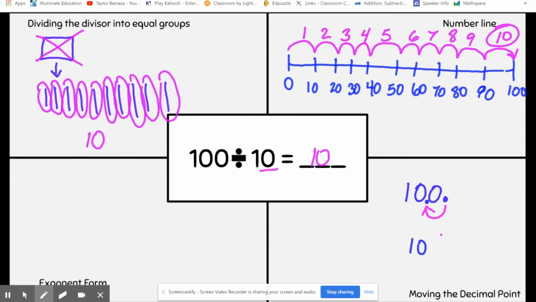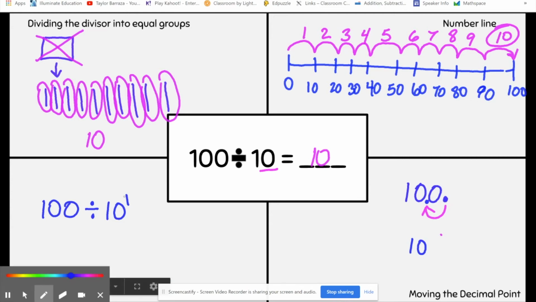For the exponent form, I'm going to show how this might look if I were to see this problem showing exponents. This problem might look like 100 divided by 10 to the first power, because 10 to the first power is the same as 10. Please pause the video if you need time to catch up on your notes. When you're ready, press play for the next problem.